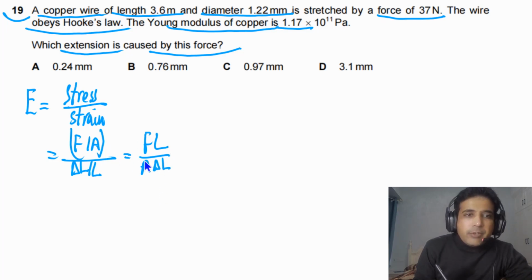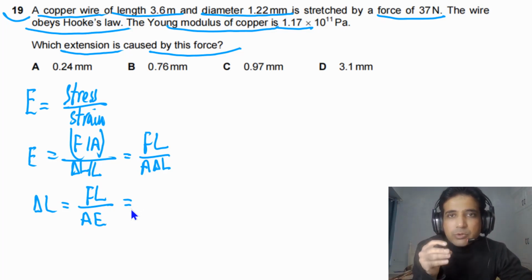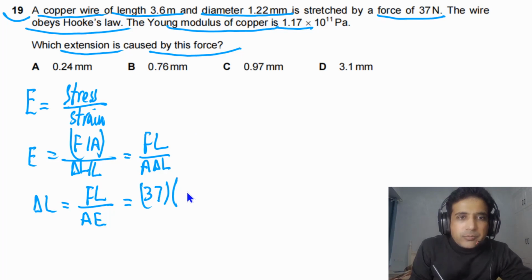But the question is asking us to calculate delta L. So we can rearrange and write in terms of delta L. Delta L will be equal to FL divided by A times E. And now simply we need to plug in values, and you need to be careful with units. Force is given, that is equal to 37 newtons. L is given to us, that is 3.6 meters.